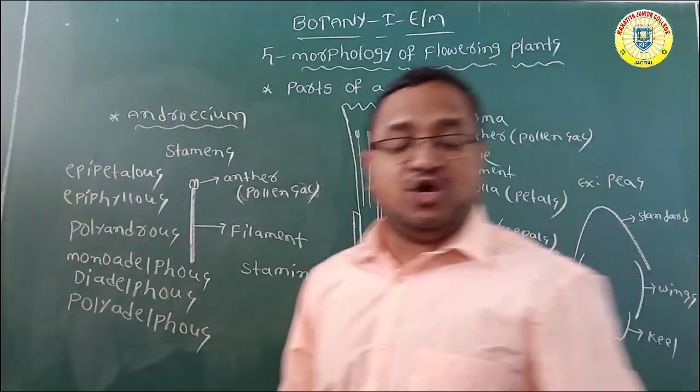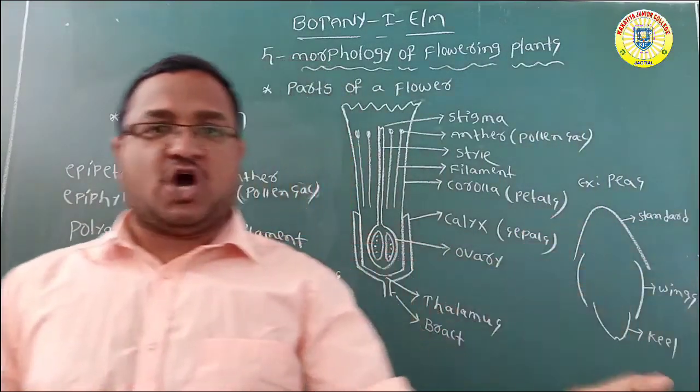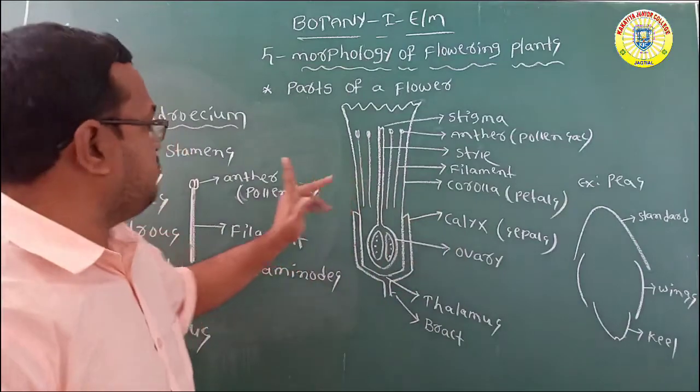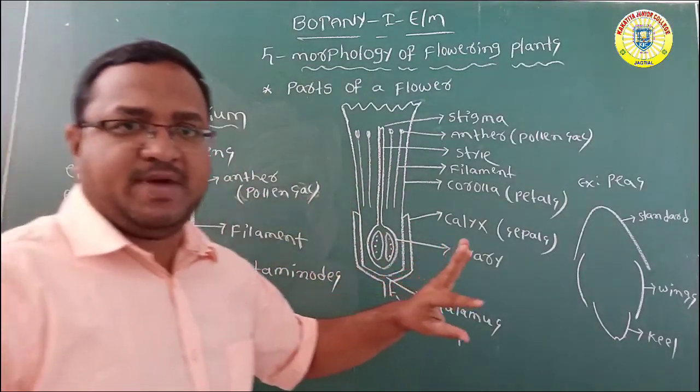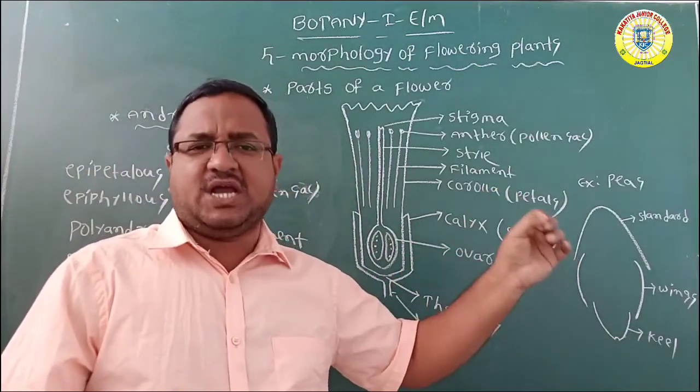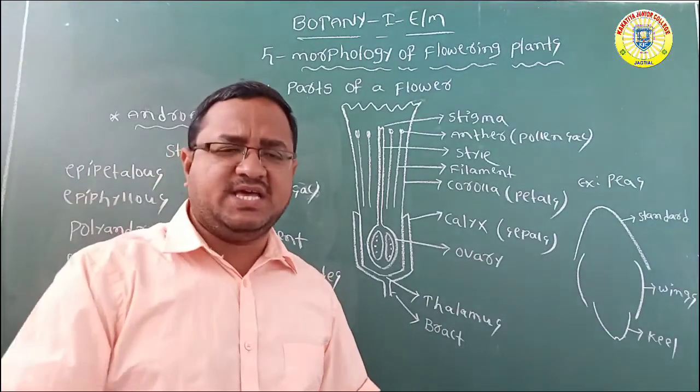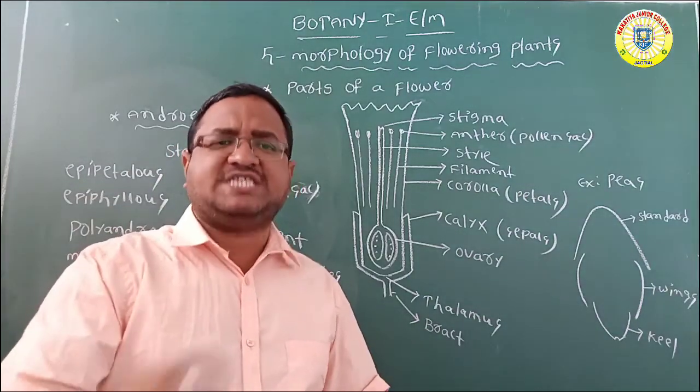Tomorrow we are going to continue and start the fourth part, gynoecium. The gynoecium, also called pistil or carpel, contains mainly three parts: ovary, style, stigma.